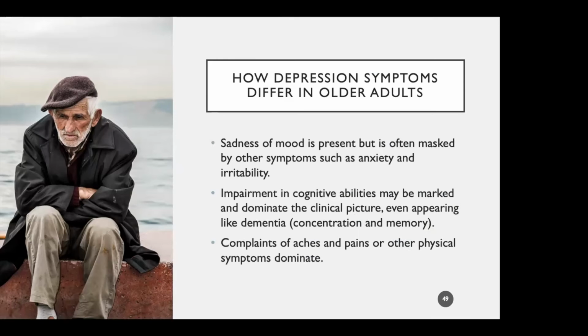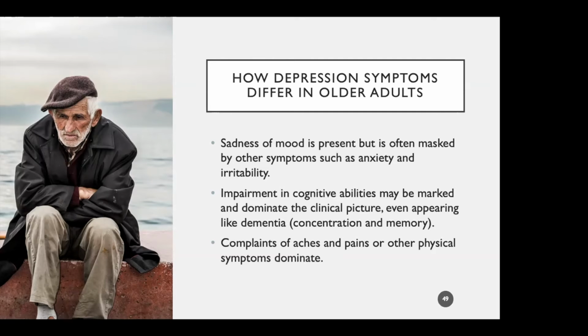So older adults often present with both anxiety and depression as co-occurring. Secondly, very often when they present as depressed, cognitive symptoms dominate the picture, such as problems with concentration and memory, which can be mistaken for dementia, but it's really a depression. And they have more complaints about aches and pains rather than about a sad mood. So you can see how quickly it can be misdiagnosed or not detected.